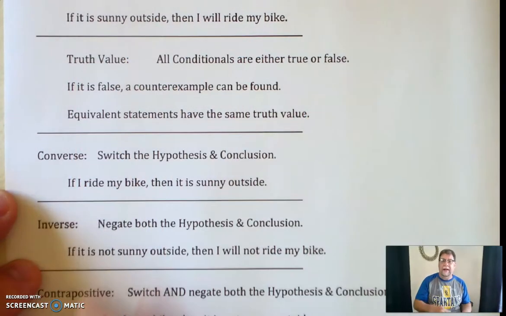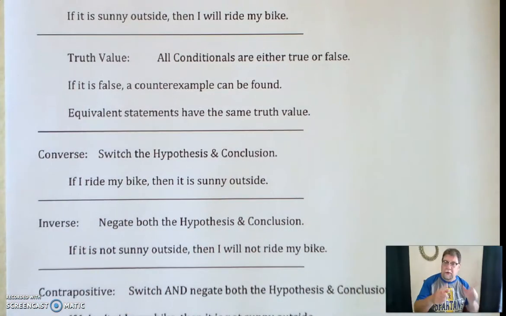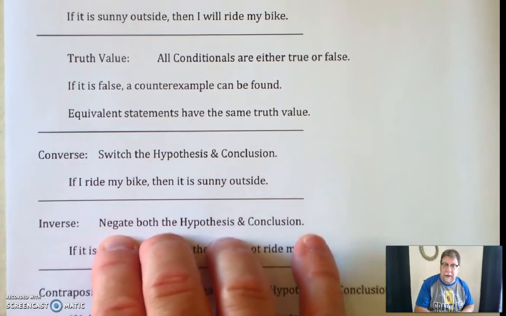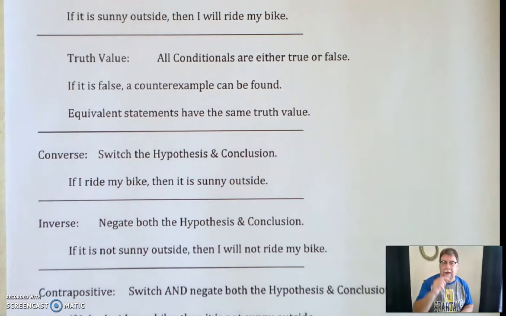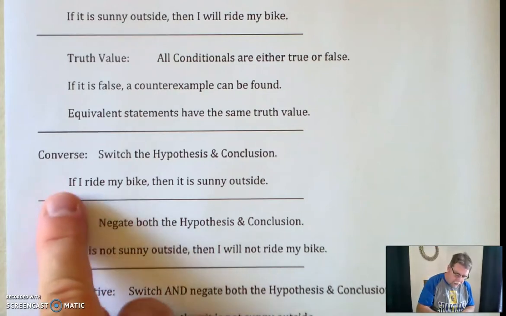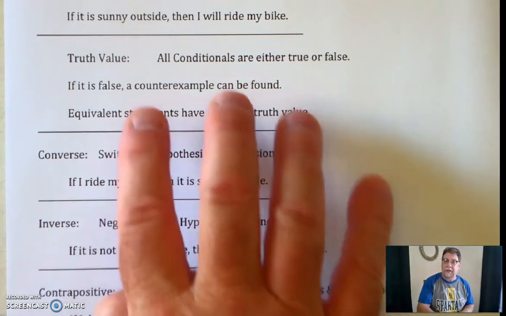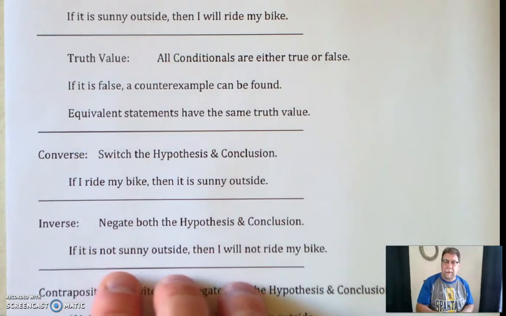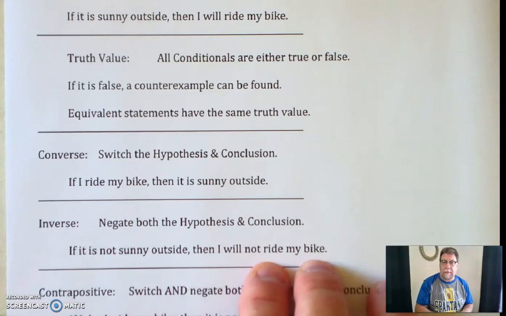The idea here is to say which of these are the same as the original statement. So far, neither of these are the same as the original statement. But you still have to know how to write the converse and the inverse. The converse simply switches the hypothesis and conclusion. The inverse doesn't switch them, but it negates them. You put the not in there. If it's not sunny outside, then I will not ride my bike.